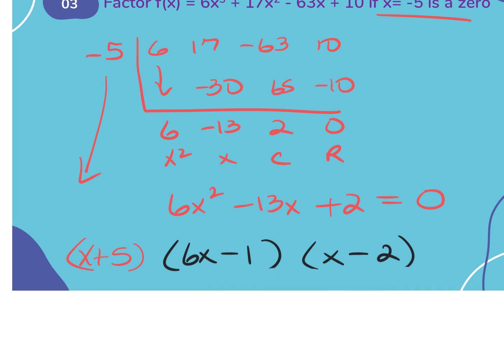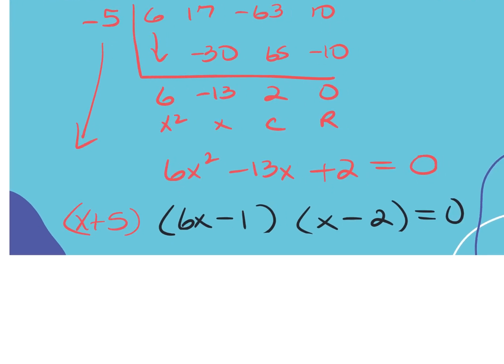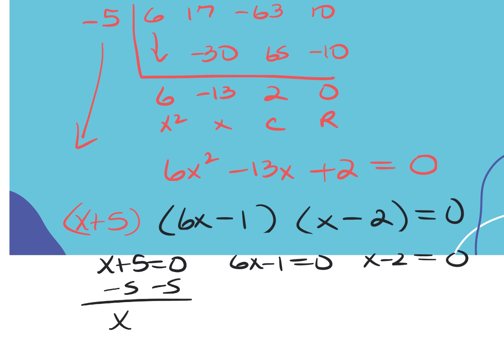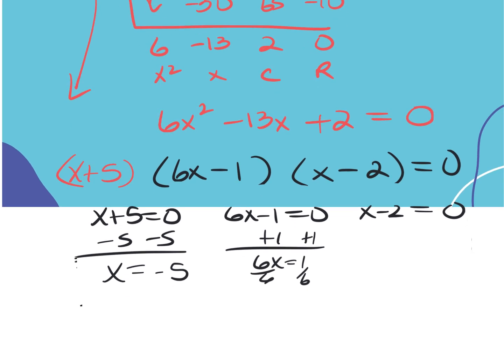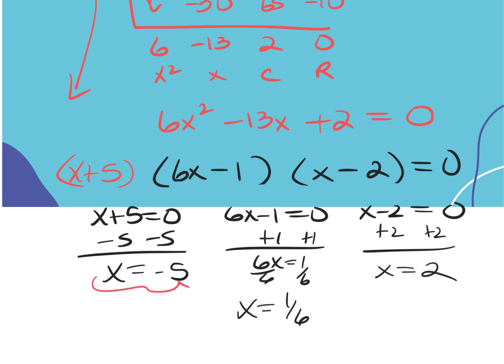So now I can go ahead and set, these are the factors, but to find the zeros, you set the factors equal to 0. 6x minus 1 equals 0, x minus 2 equals 0. So subtract, add the 1, divide. Next one is 1/6. And then here add 2. X equals positive 2. So these are the zeros.